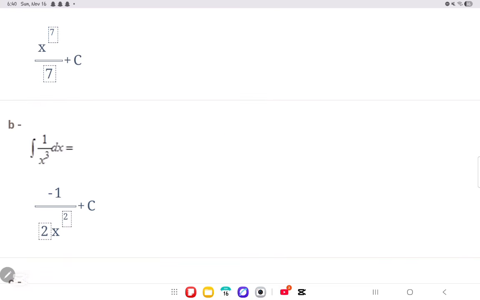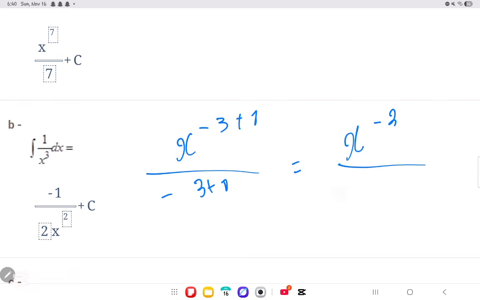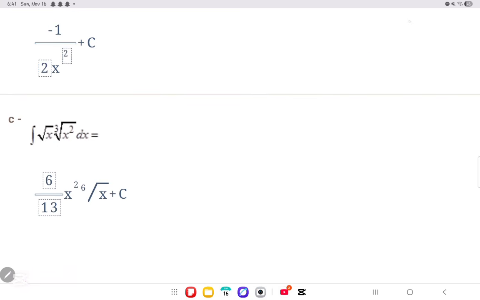Here, 1 over 3x, so you move it up, x to the power of minus 3 dx, you need to integrate it. So it's going to be what? First of all, it's going to be x to the power of minus 3 plus 1 over minus 3 plus 1. So it's going to be x to the power of minus 2 over minus 2. So it's going to be what? It's going to be minus 1 over 2x squared plus c. Okay, we'll move on to part C.